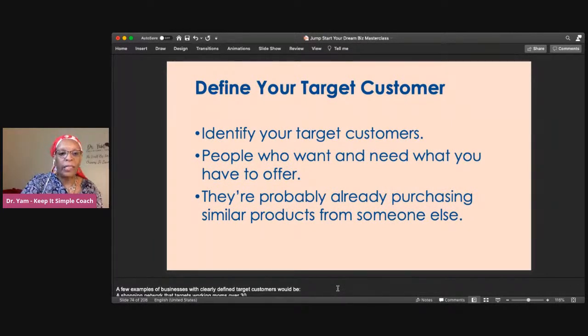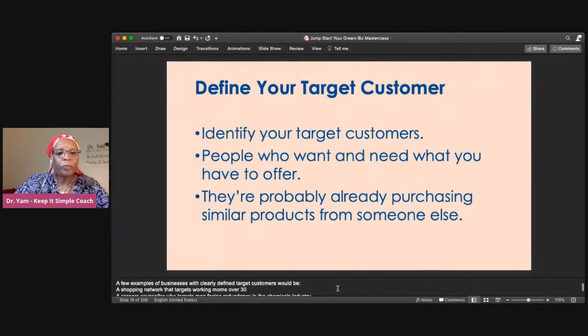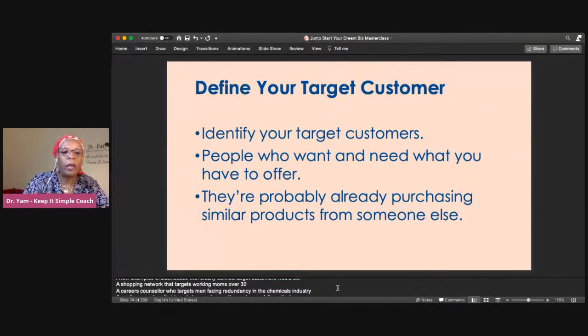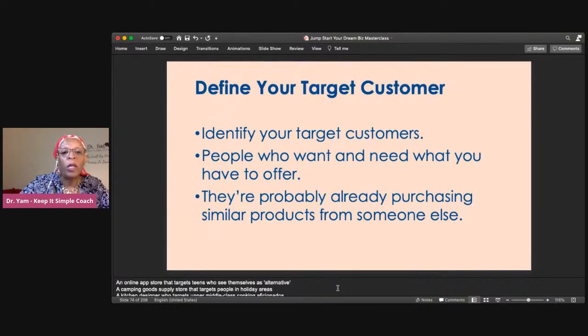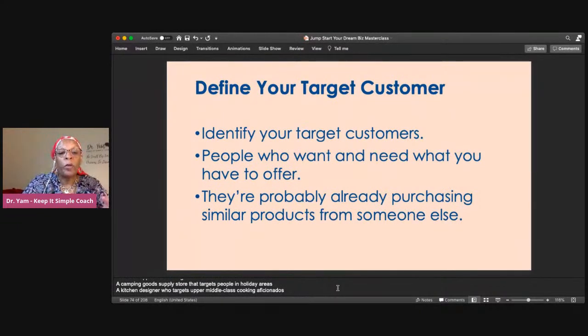So, here are a few examples that I put together so that you can figure out how to clearly define that target audience for yourself. For instance, it may be a shopping network that targets working moms over the age of 30. It may be a career counselor who targets men facing redundancy in the chemical industry. It may be an online app store that targets teens who see themselves as alternative. There may be a camping goods supply store that's targeting people in the holiday areas. It may be a kitchen designer who is targeting upper middle class cooking aficionados. As you can hear from the terminology, that's how specific you want to get in your target audience.